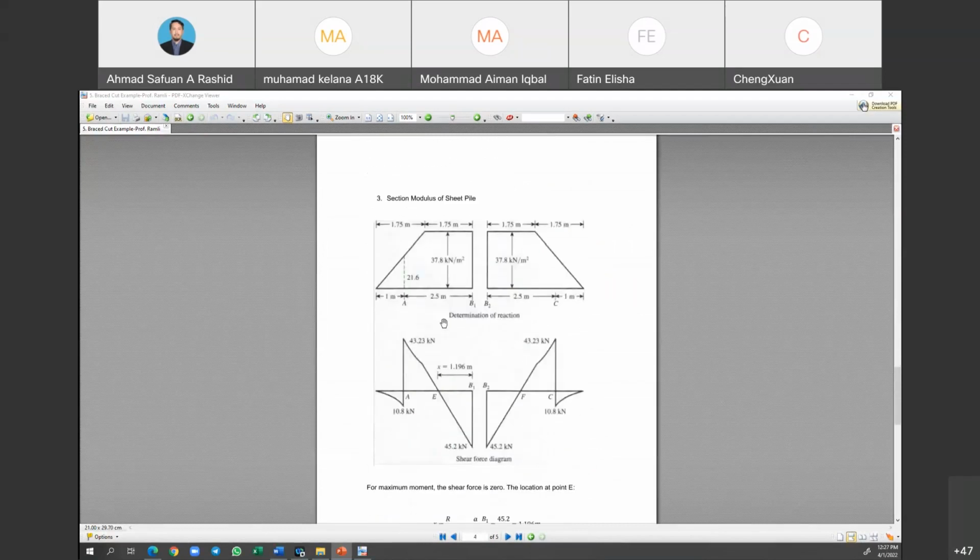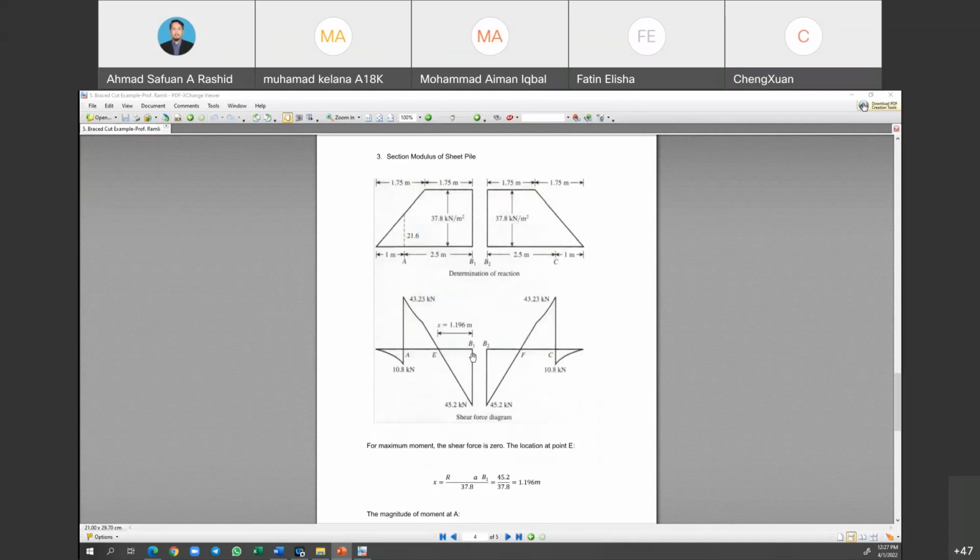Then to calculate the section modulus of the pile, from the reaction diagram we need to come up with the moment diagram and the shear force diagram. From there, this is how we calculate the distance X, by using what we call the triangular law, if I'm not mistaken, to get the value for X.